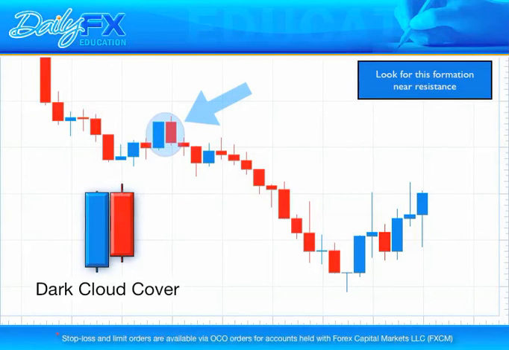However, again, some traders wait for further confirmation regardless of how deep the dark cloud cover penetrates the second day. They would look for another down day and sell on the open of the next candle. Protective stops would then be placed above the high of the formation.